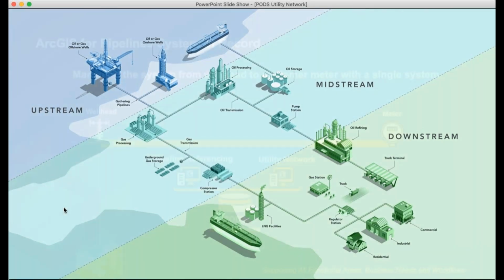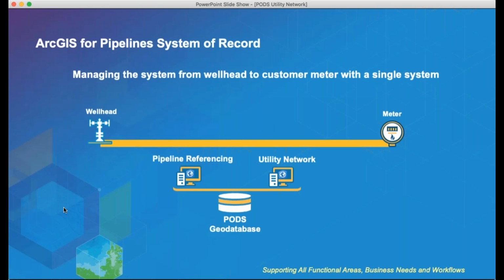And so to do that, we have the PODS database, the PODS 7 data model, sitting here. And to manage both a connected network and a linear referencing network together, we would use two Esri tools on top of that, one being pipeline referencing to manage the linear referencing piece, and the other being utility network to manage the connectivity of those pipes. And that would give me that entire connected supply chain inside the single enterprise geodatabase.